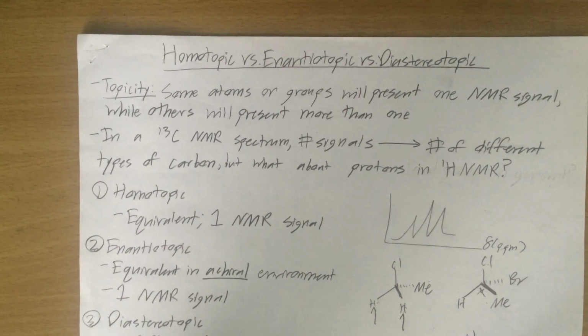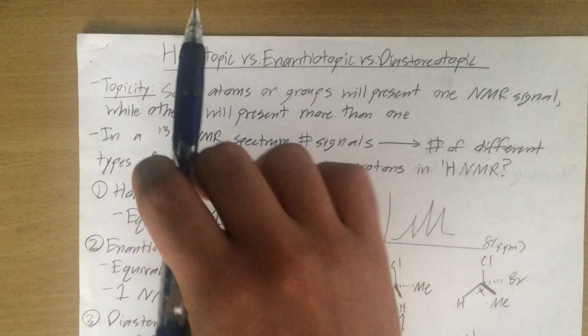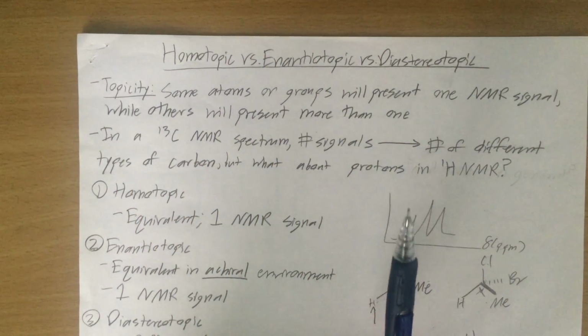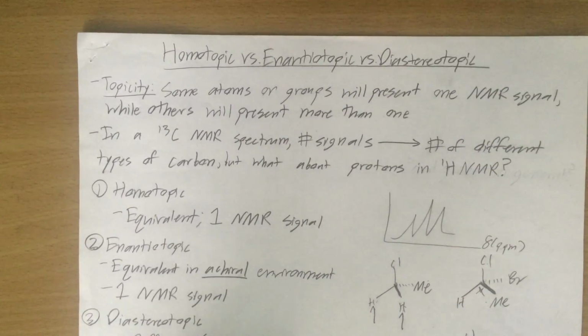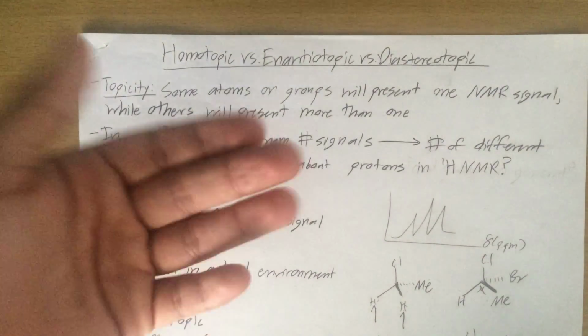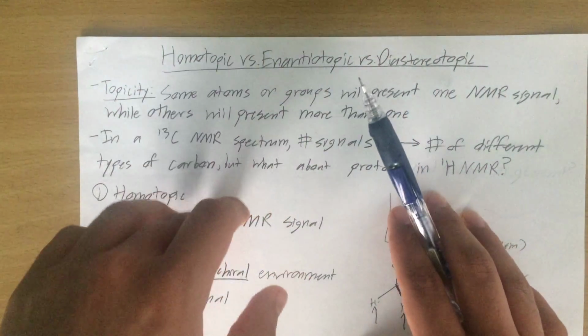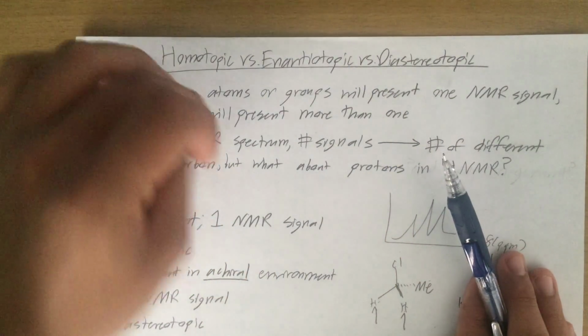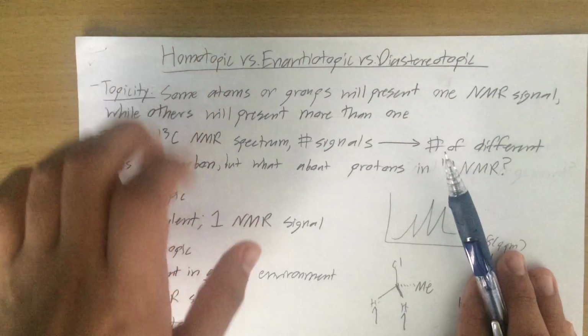Alright, so in this video, we're going to be talking about the difference between homotopic, enantiotopic, and diastereotopic. And this is important in your O-Chem II class, especially when you're talking about nuclear magnetic resonance spectroscopy, or NMR for short.